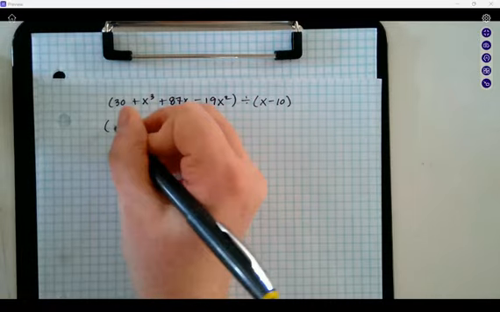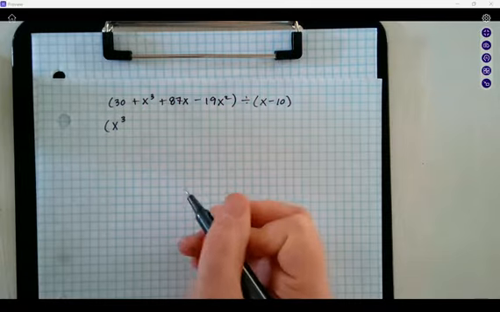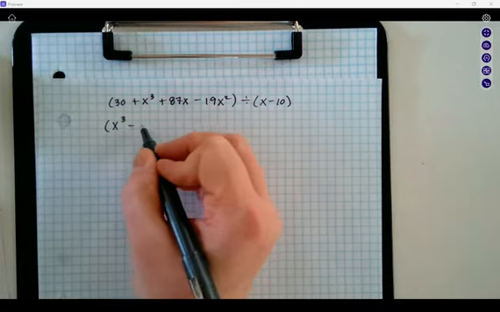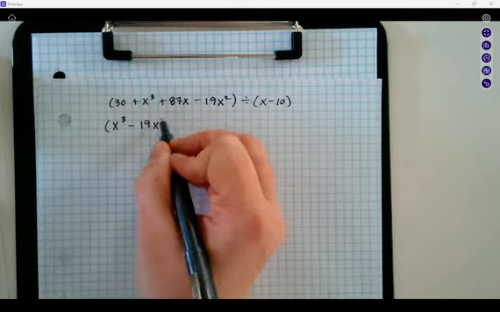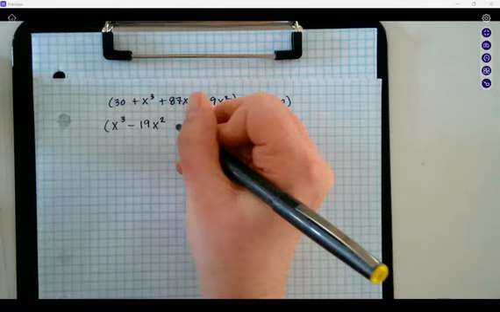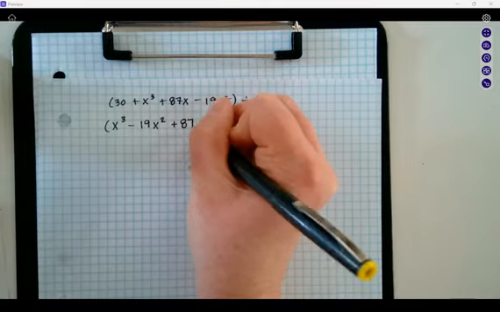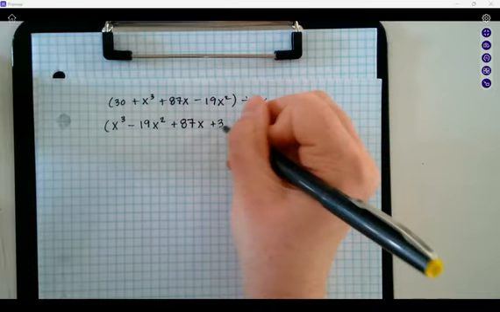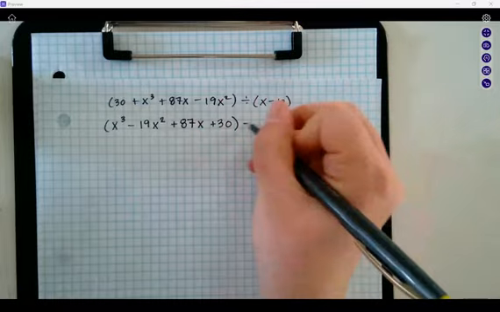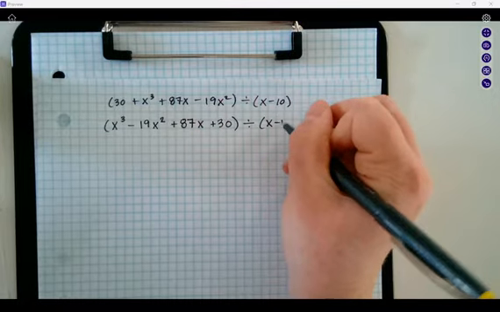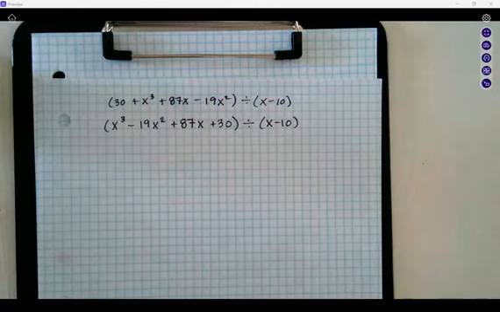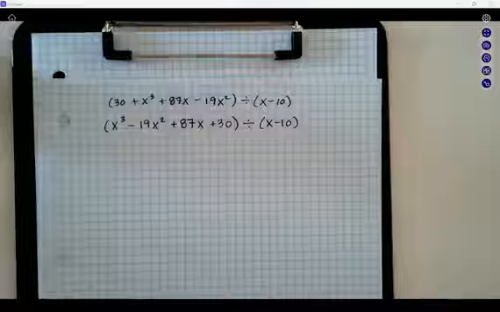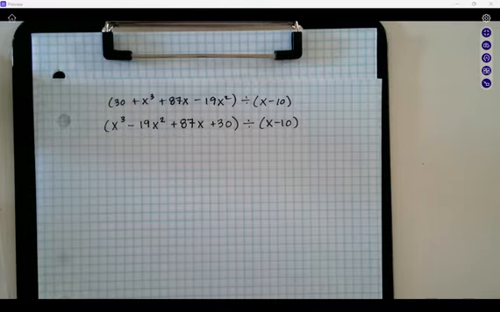There's that cubic term, so 1x cubed. We have that quadratic term, negative 19x squared. We have a linear term, so positive 87x, and then we have a constant, 30. All of that's divided by x minus 10, and that divisor is already in order, so I didn't need to change it. Synthetic division, we're going to take the long division boxes, or whatever you want to call it, bracket.